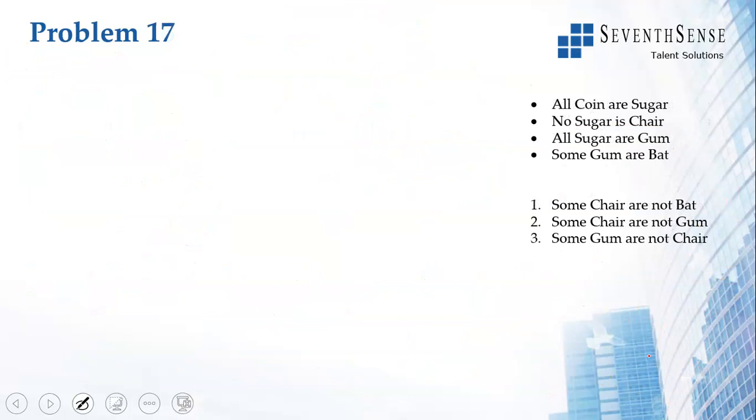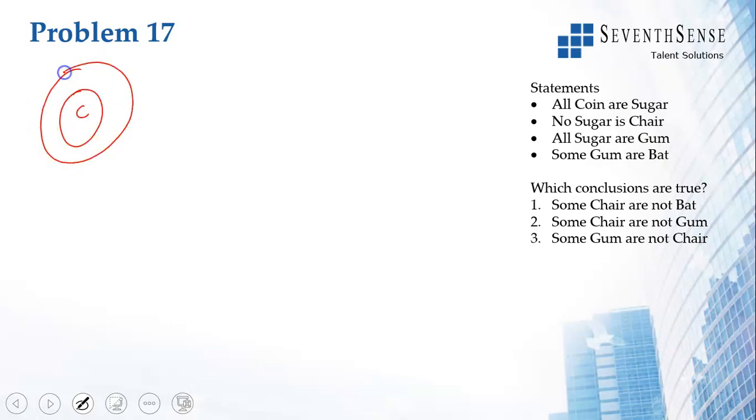Let's look at problem 70. All coins are sugar. Let us see in how many ways we can draw it. All coins are sugar. No sugar is a chair. All sugars are gums. And some gums are bats. Okay, that is one way to draw it.